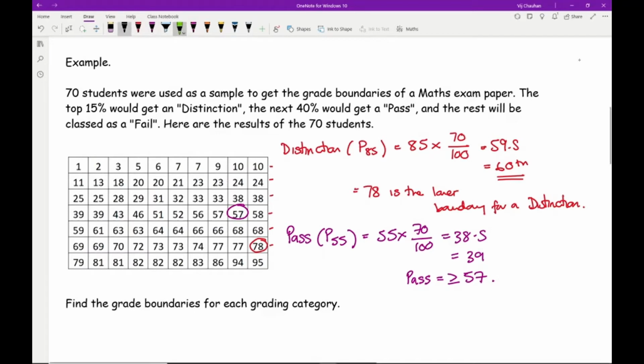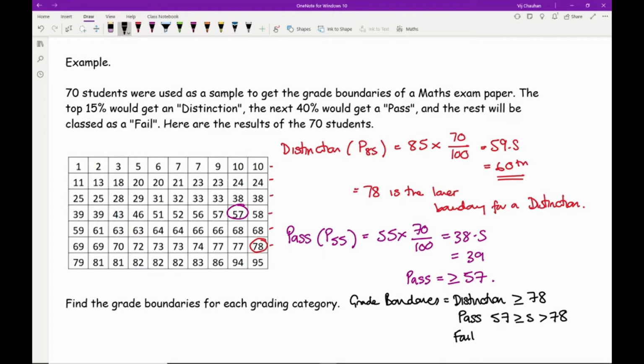So if I was going to write this up a little bit neater, in terms of the grade boundaries, for a distinction, you needed to get a score that was greater than or equal to 78. For a pass, your mark needed to be between 57 as a lower mark, and 78. And for a fail, it was any mark that was less than 57. And there is your final answer.